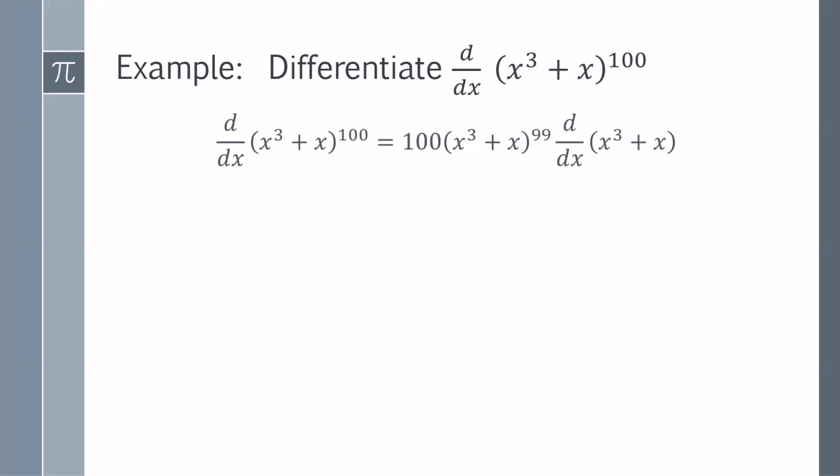And so the derivative here is going to be 100 times, we're going to leave the inside function alone, (x cubed plus x) to the power of 99 times the derivative of the inside, x cubed plus x. And that derivative we know is 3x squared plus 1.